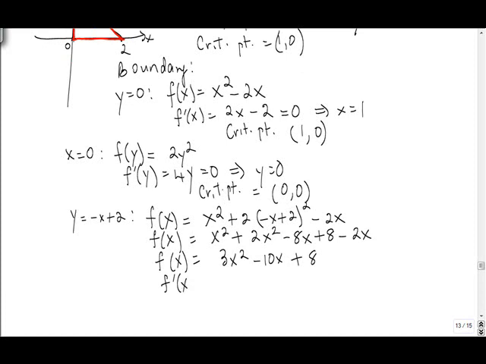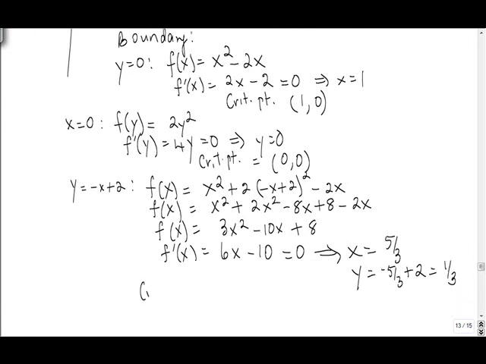f prime of x is 6x minus 10. Put it equal to 0. So x is 5/3. And then put this 5/3 into y equals minus x plus 2. y equals minus 5/3 plus 2, which is 1/3. So your critical point is 5/3, 1/3. Okay. Any questions so far? These questions are quite long.